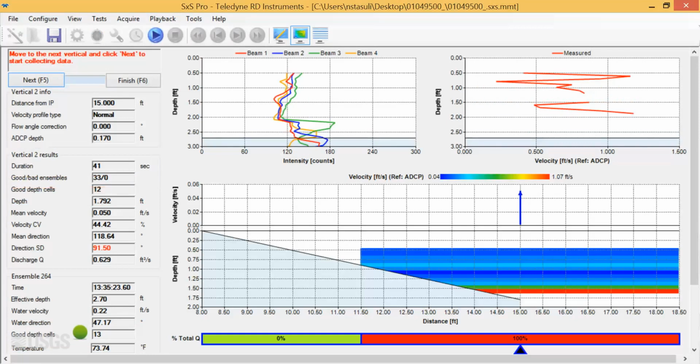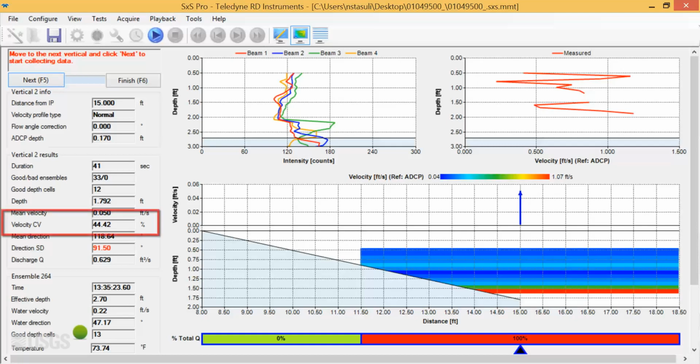For example, if you are collecting for 40 seconds and your unit pings once a second, you'd expect 40 ensembles or so per vertical. If 30 of the attempted ensembles are bad, you'd only be left with 10 valid ensembles, and you should identify and address the cause of the issue, if possible, or extend the data collection duration to collect more valid ensembles. A minimum of 30 ensembles per vertical is recommended.